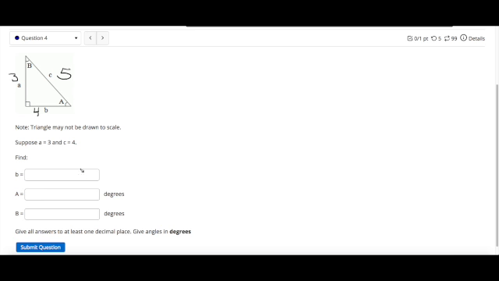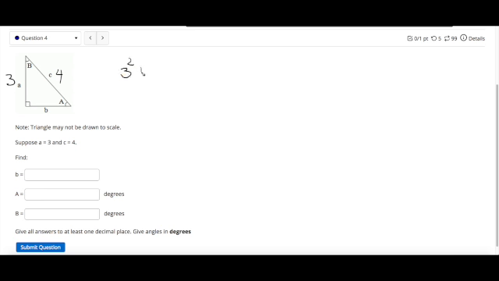Wait a minute. I misread the question. Let me take that again. A is 3. That was correct. A is 3 and C is 4. There's a couple of ways to get B. Actually, there's really only one way. I need to do the Pythagorean theorem.